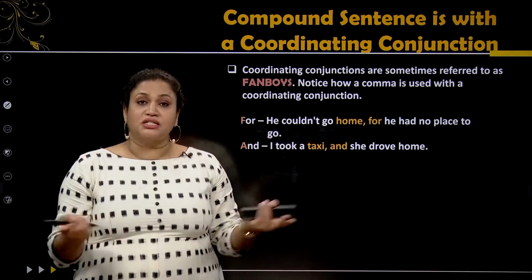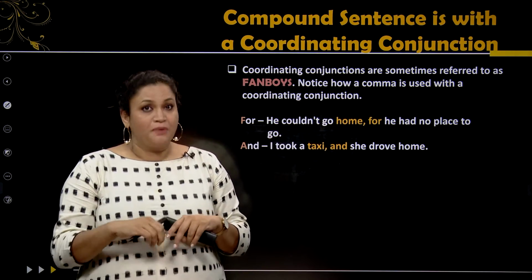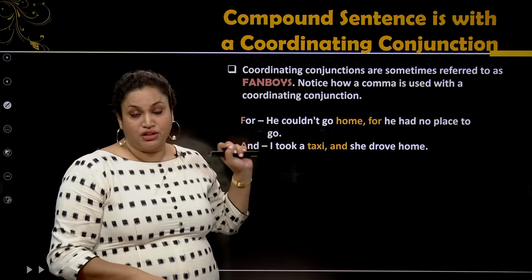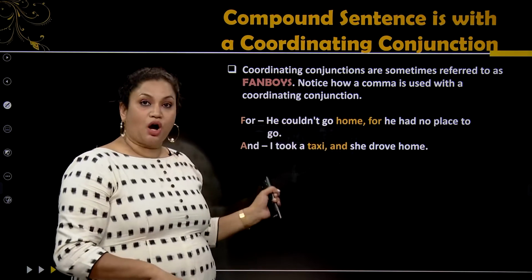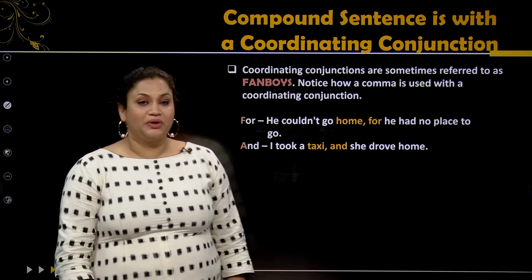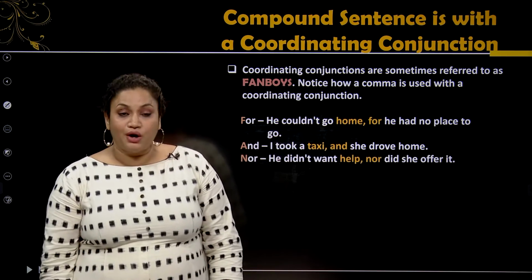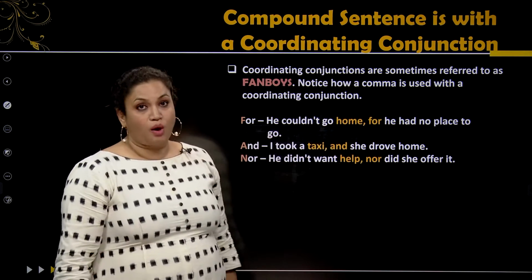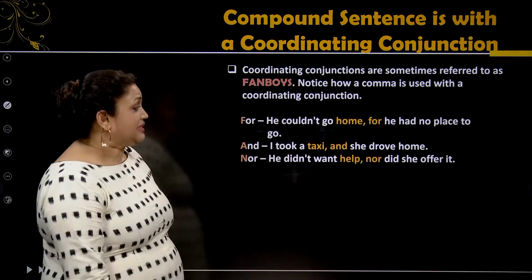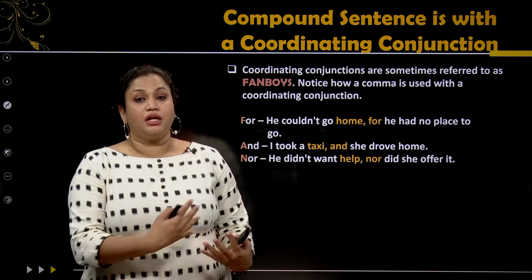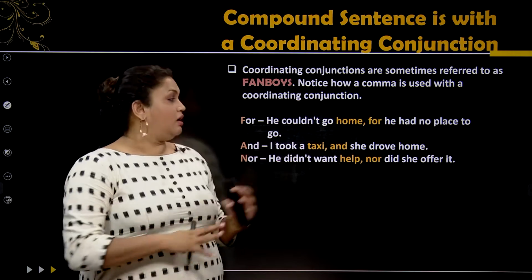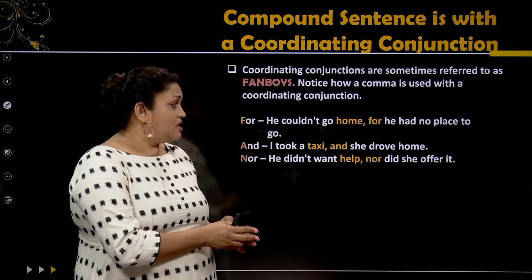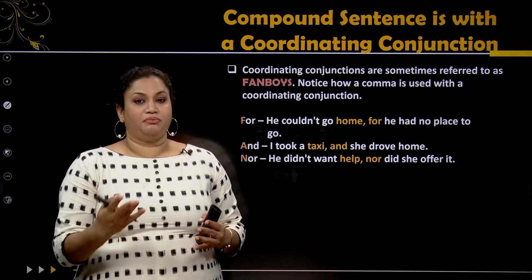When two actions happen simultaneously and they are joined with a coordinating conjunction, we put a comma and then use an and, right? So let's go to the next one, nor. The same way we use it here also. See, you use a comma also here. He didn't help, nor did she offer it. Now, either of the one option, so he did not want to help, nor did she offer help.